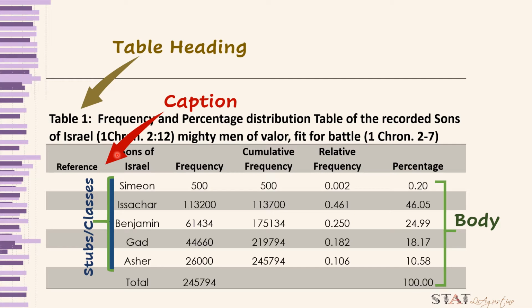And then we have here the caption, so the sons of Israel. And here in this row are our captions. We have the sons of Israel, we have the frequency, we have the cumulative frequency, relative frequency, and the percentage. They are the captions. And then here in this column, it is called once again classes. And then the information in each cell is called the body.